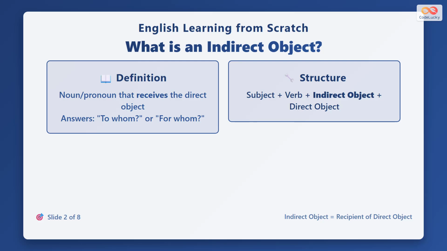An indirect object is a noun or pronoun that receives the direct object in a sentence. It answers the questions "to whom" or "for whom" something is given or done. The basic structure is subject, verb, indirect object, and then direct object.